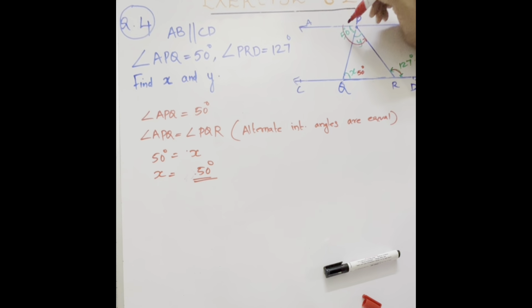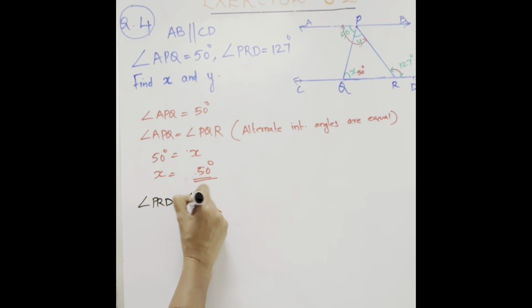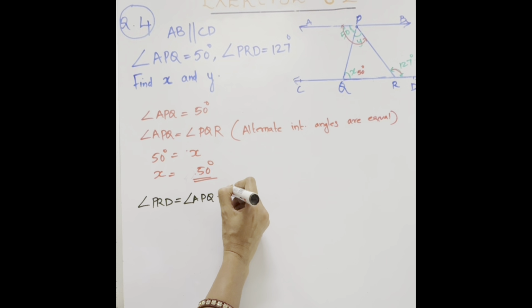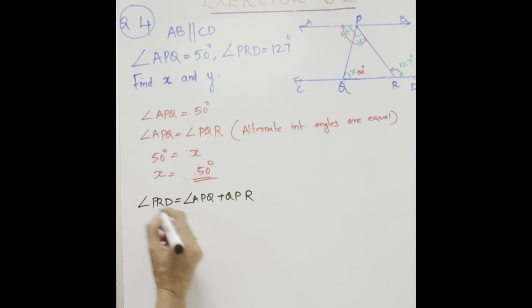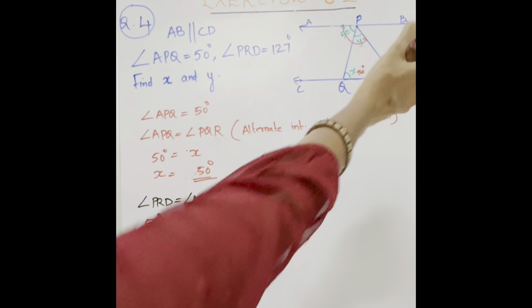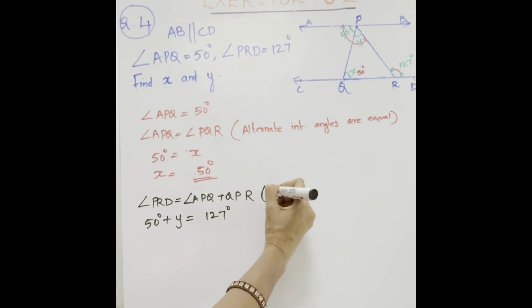So what is the value of this angle? The value of this angle is 50 plus this angle. So we can write angle PRD is equal to angle APQ plus angle QPR. You don't have to write this if you know it directly from there, or you can write it like this: 50 degree plus Y is equal to 127 degree. This is enough. Just write it down so that you can explain why we have written this.